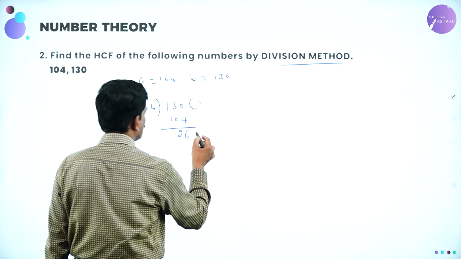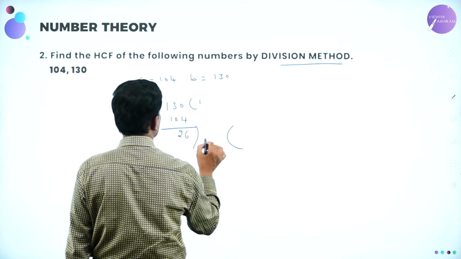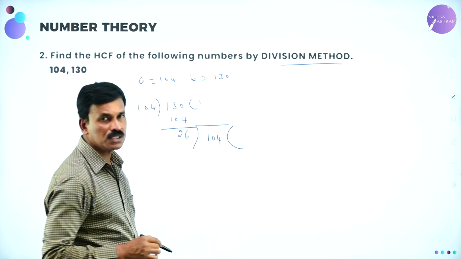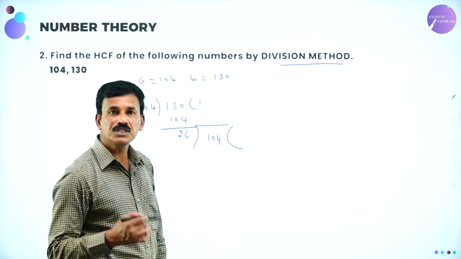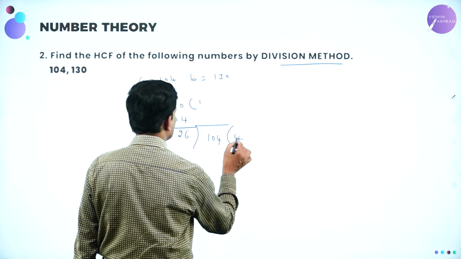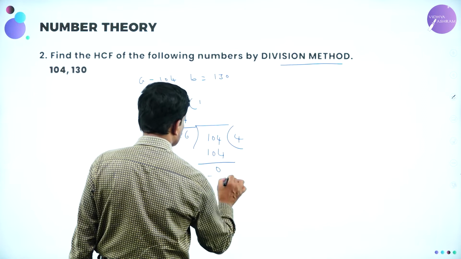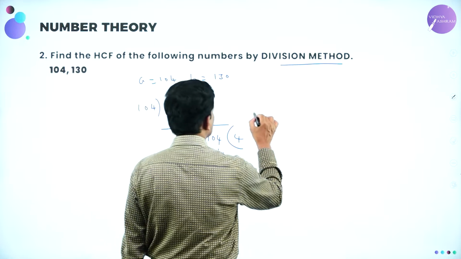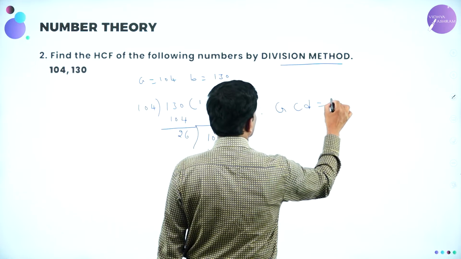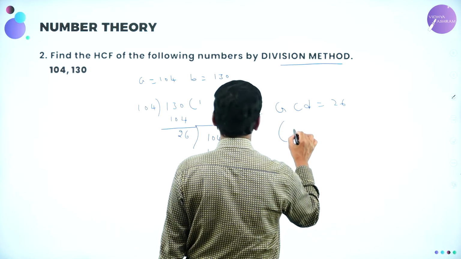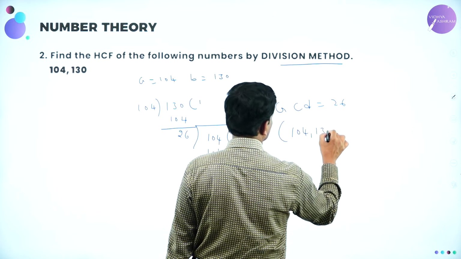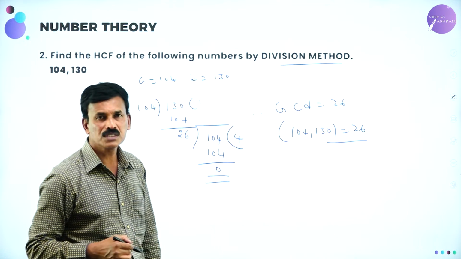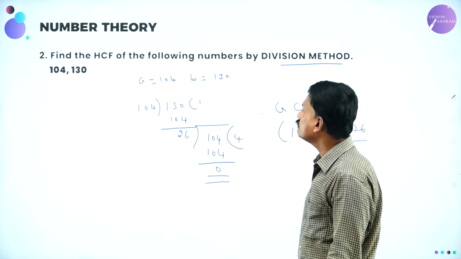Now, divide 104 by this 26. 26 into 4 is 104. The remainder is 0. Therefore, the last non-zero remainder is 26. So, the GCD, the highest common factor, is equal to 26. That is, the HCF of 104 and 130 is 26. That's it.